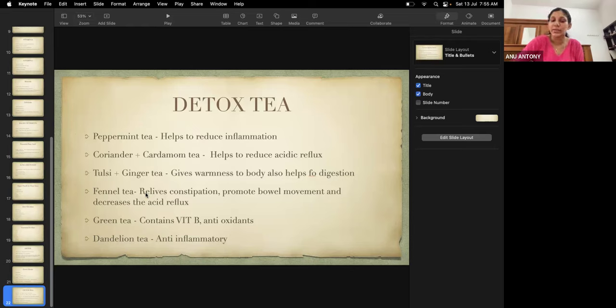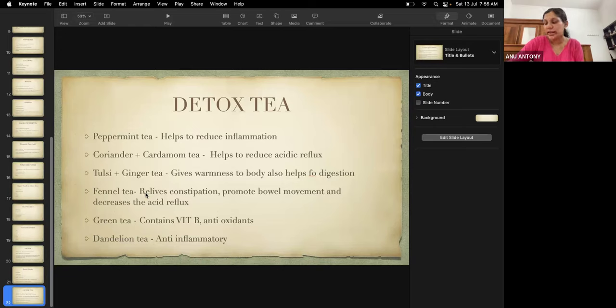Green tea contains vitamin B and antioxidants, but the green tea dosage should not be more than 2 glasses in a day. 2 glasses is the optimum. I'm talking about the tea glasses, not the big one. Why? Because green tea, again, has an astringent taste. Whatever tea you take has an astringent taste. It will increase the dryness in the gut. That's why.